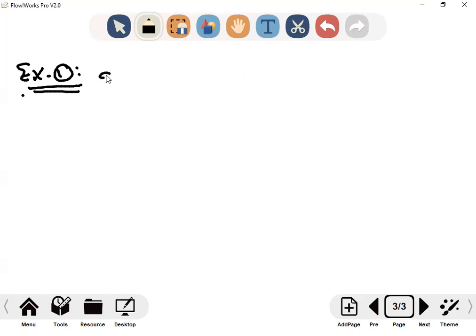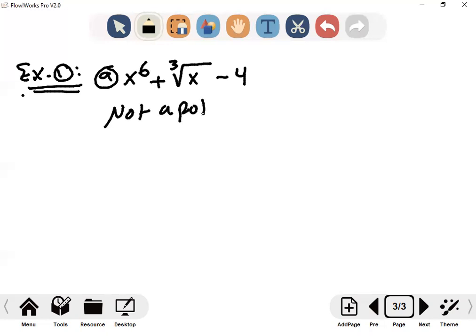So, part A, we have x power 6 plus cubic root of x minus 4. Is this a polynomial? Why? This is not a polynomial. Because we have a root on the variable. Look, cubic root of x. It is x to the power 1 over 3.